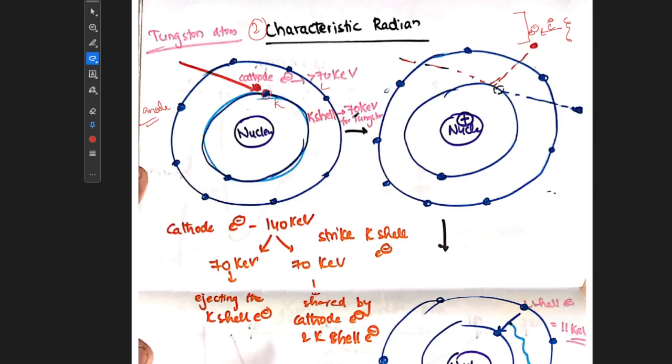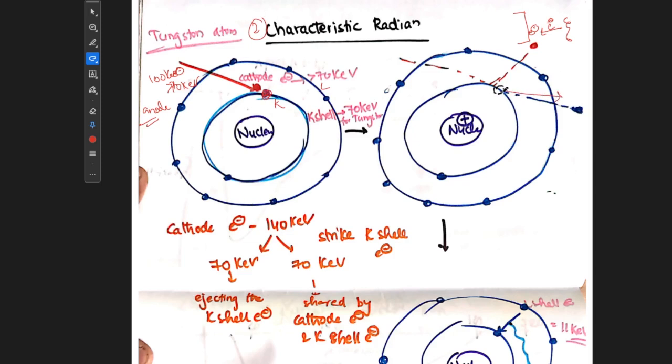The K shell has a binding energy, as we learned in our last class. The binding energy is 70 kilo electron volts. So if this electron has an energy of more than 70 kilo electron volts, say around 100 kilo electron volts, the K shell electron will be deflected from its path.